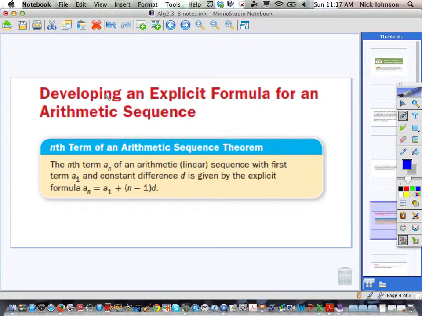Developing an explicit formula for an arithmetic sequence. The nth term a sub n of an arithmetic linear sequence with first term a sub 1 and the constant difference d is given by the explicit formula, and you need to write this down. You need to pause it. You need to memorize this. A sub n is equal to a sub 1, which is the first term, plus the quantity n minus 1 times the constant difference. What is it going up by or what is it going down by is how you find the explicit formula.